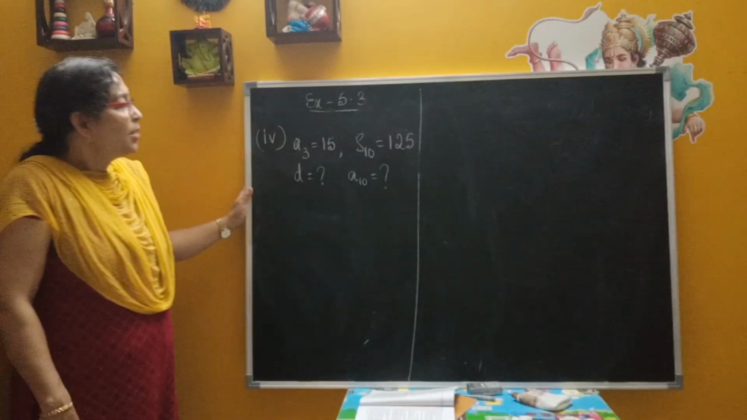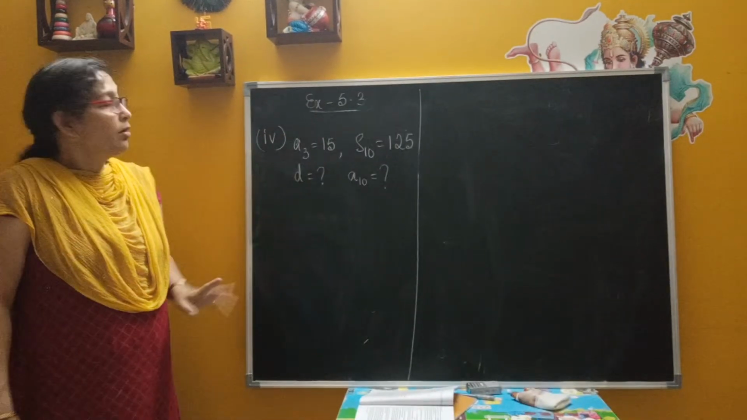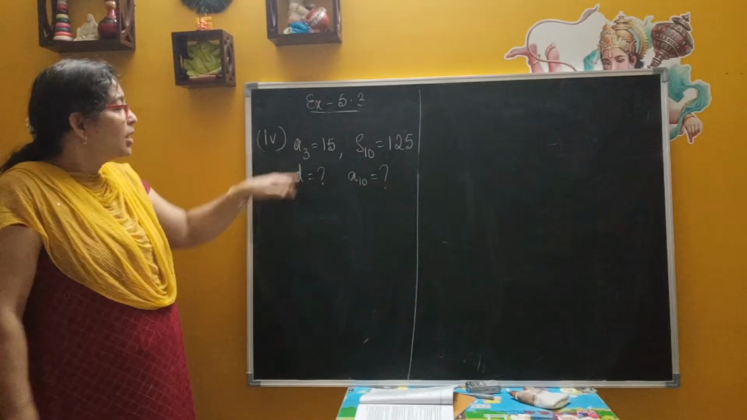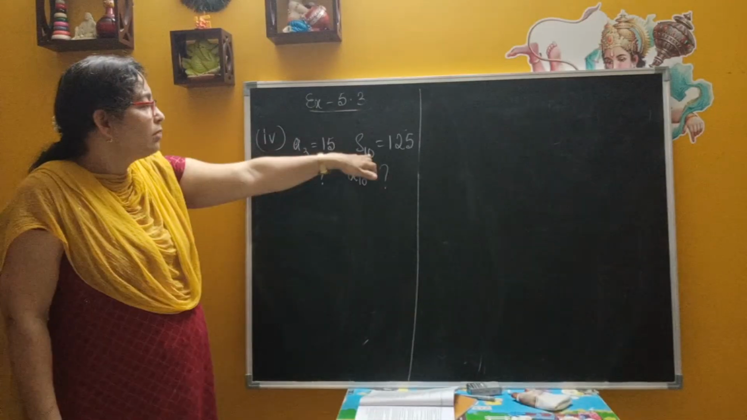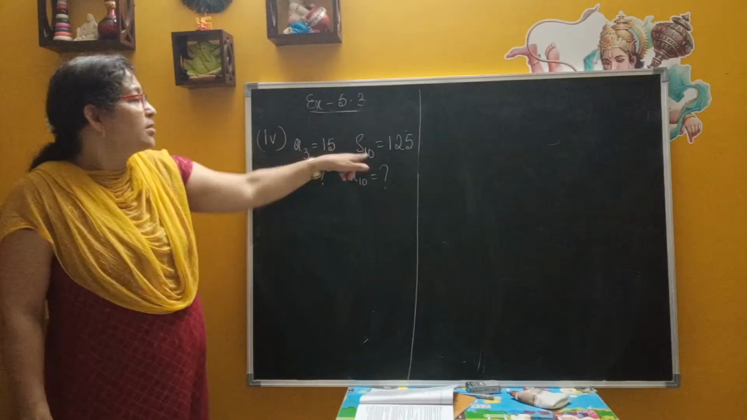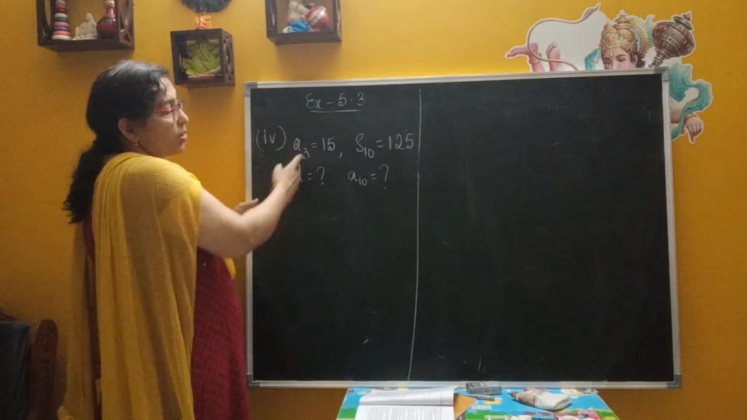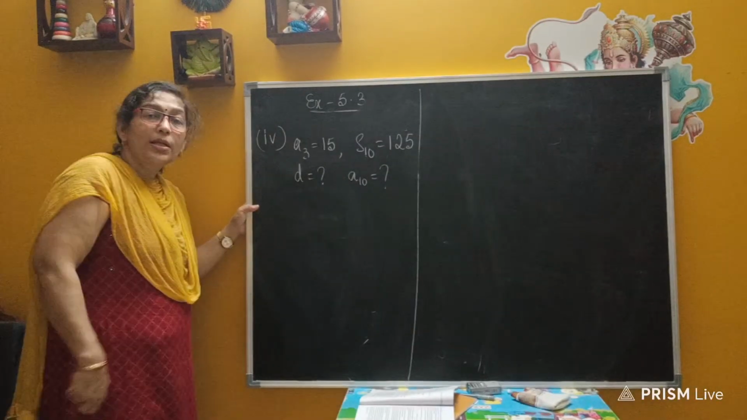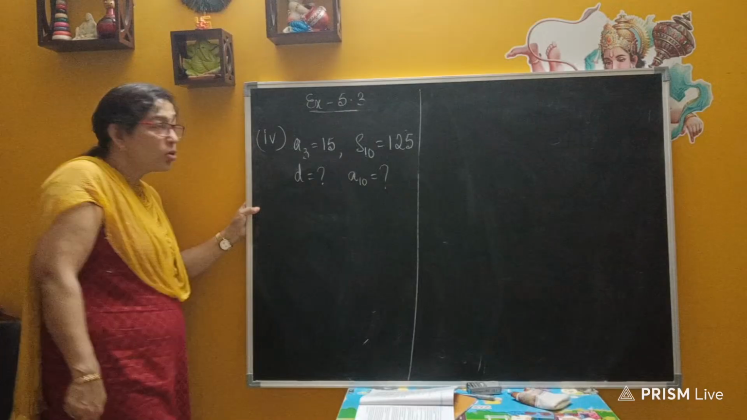We need minimum values, isn't it? A3 is given, but we don't know A, we don't know N. Here the N value is 3, here the N value is 10. But using this, how can you find? Let us use the formula now. The nth term, An is equal to, what is the formula? A plus n minus 1 into D.